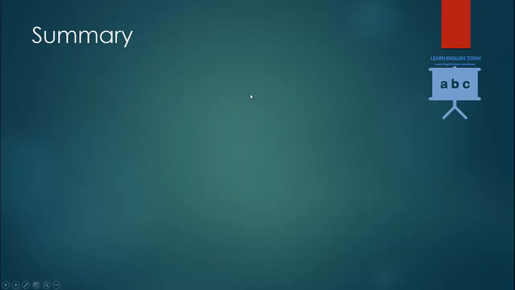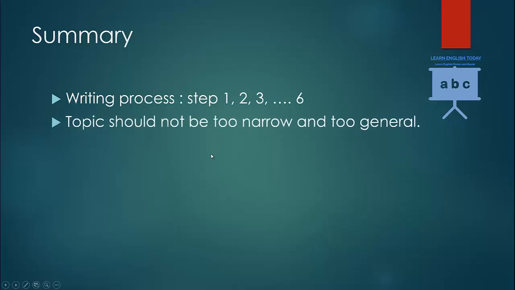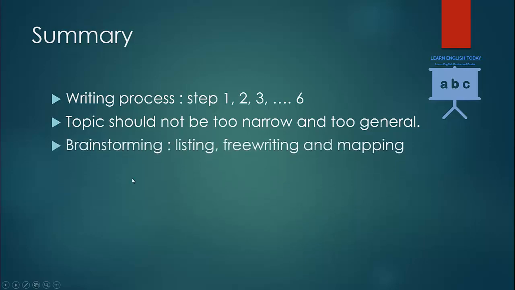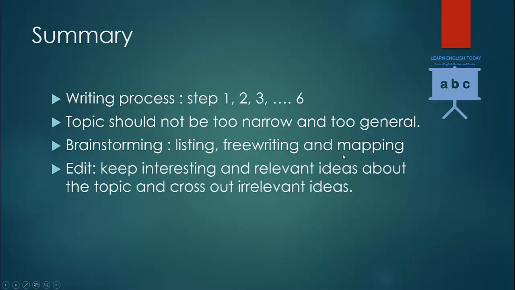Okay, summary. We are going to summarize today's lesson. In the writing process, we have 6 steps. The topic should not be too narrow and not too general. To gather ideas, we do brainstorming, and we can do brainstorming in 3 ways: listing, free writing, and mapping. The last step is editing. We should keep interesting and relevant ideas about the topic and cross out irrelevant ideas.